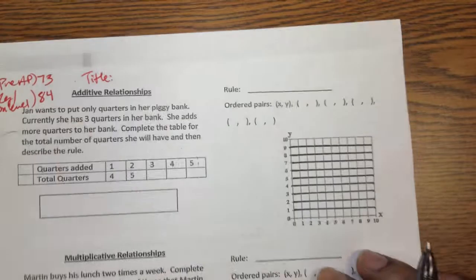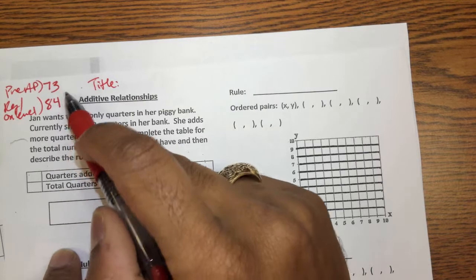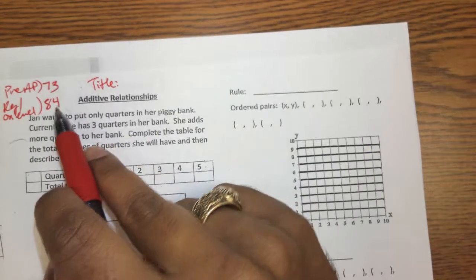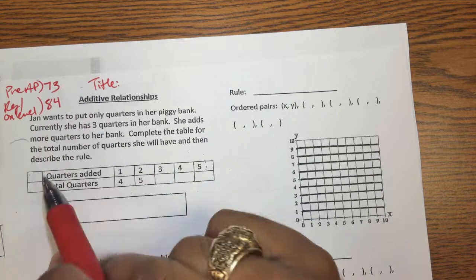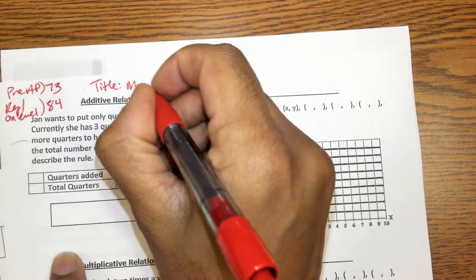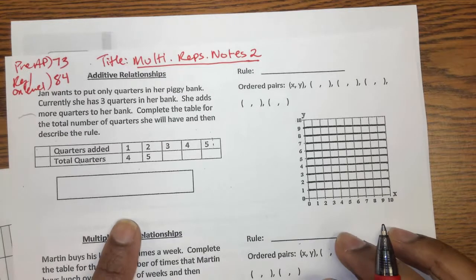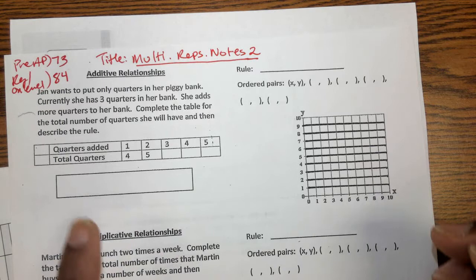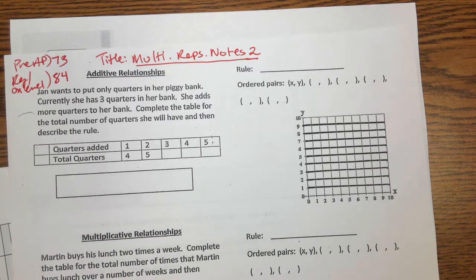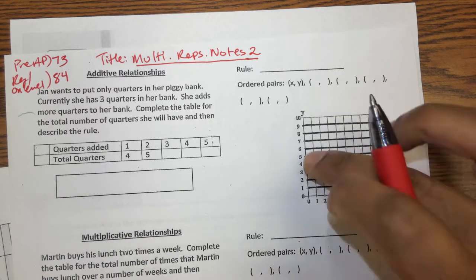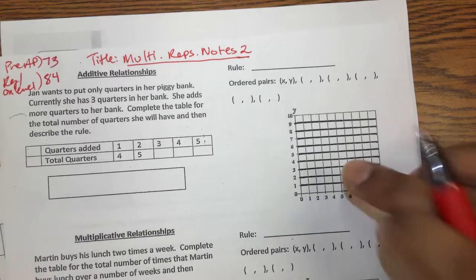Alright. So this, for my pre-AP class, will go on page 73. For our on-level class, it will go on page 84. The title of this will be multi-reps, and you can abbreviate multiple representations as multi-reps. You can write multi-reps notes 2.